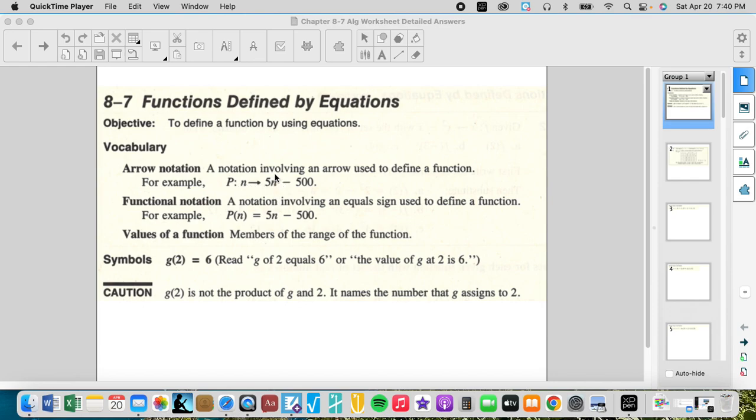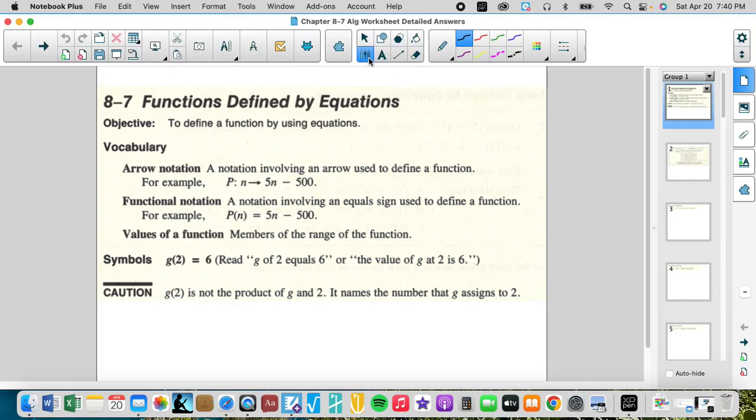It's going to be our input, and then P of n is going to be our output. This is our independent variable. This is our dependent. This is our domain. This is our range. So when we see g of 2 equals 6, we're plugging in 2. That would be our x value. This would be our y value, or our g of x, g of n, etc.